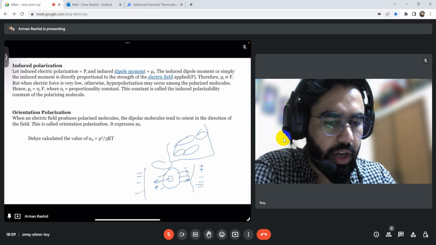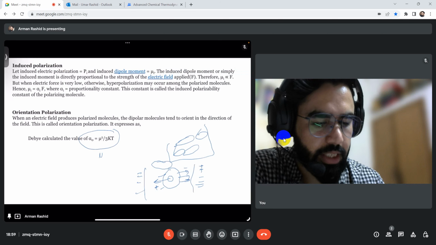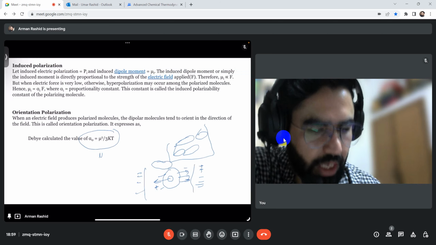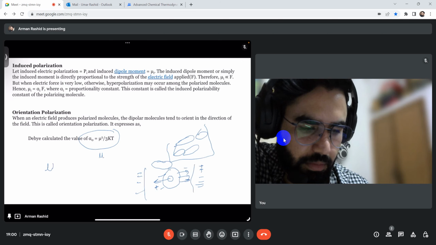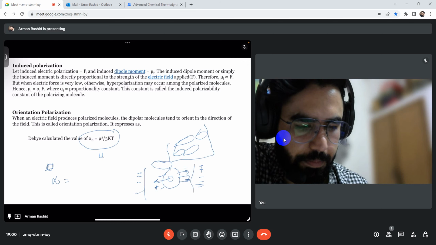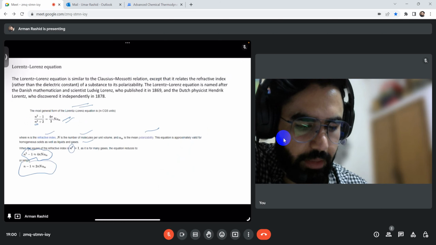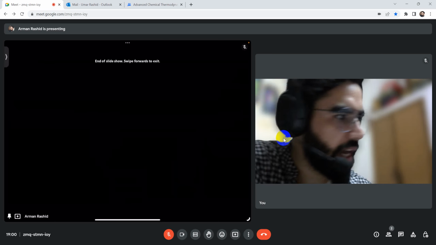Now Debye calculated the orientation polarization to be equivalent to mu square divided by 3kT, where mu is the dipole moment of the individual molecule. So the total polarizability of any system is given by the induced polarization plus the orientation polarization. So alpha will be equivalent to alpha I plus mu square divided by 3kT. So while solving the equation we have to use these two.